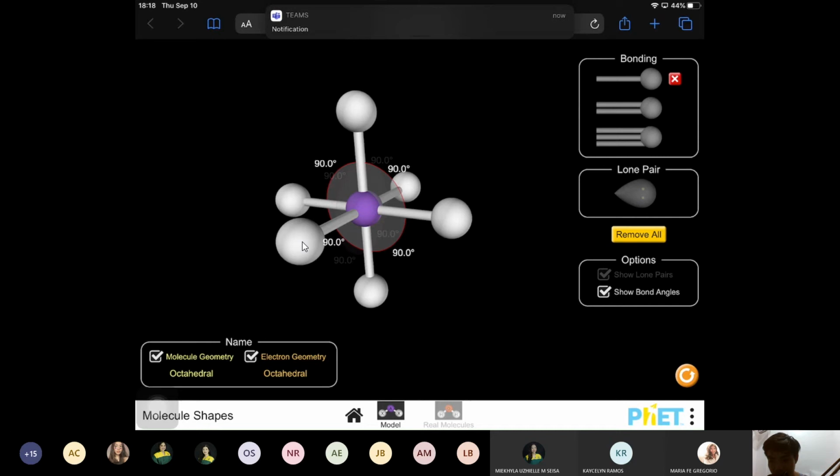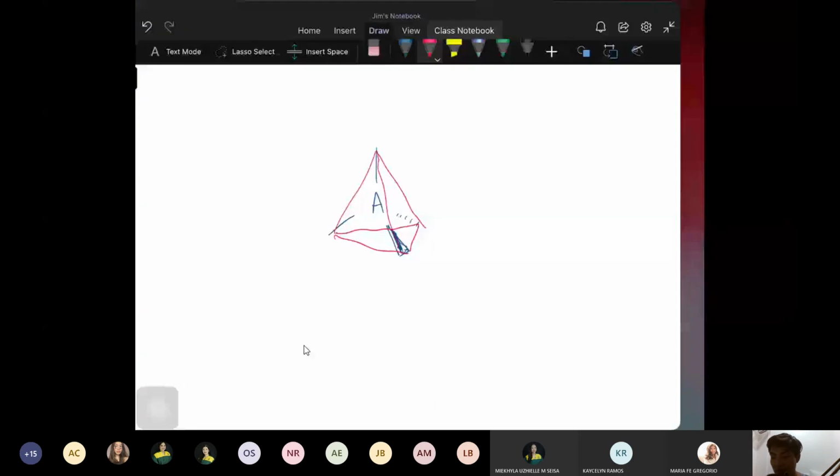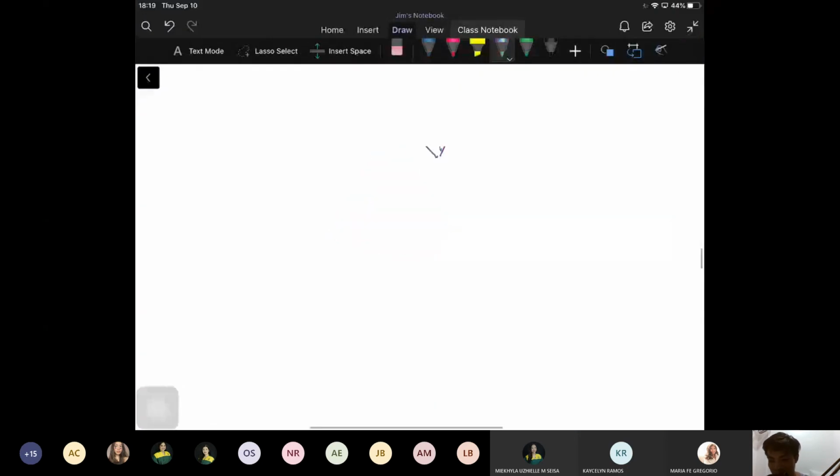Square yan, di ba? Anong pwedeng shape magawa mo dyan? Square. Tapos i-connect mo yun sa taas, you can have a square pyramid. And since dalawang square pyramid magagawa mo dyan, ang tawag dyan ay square bipyramidal or octahedral. Octahedral in a sense na 8 yung faces.